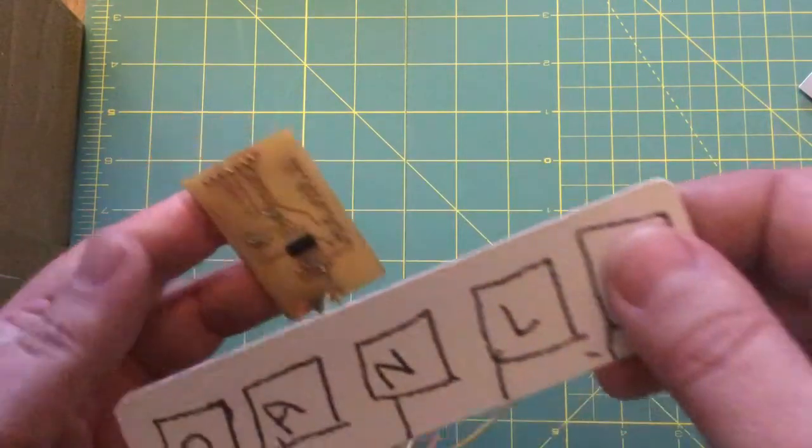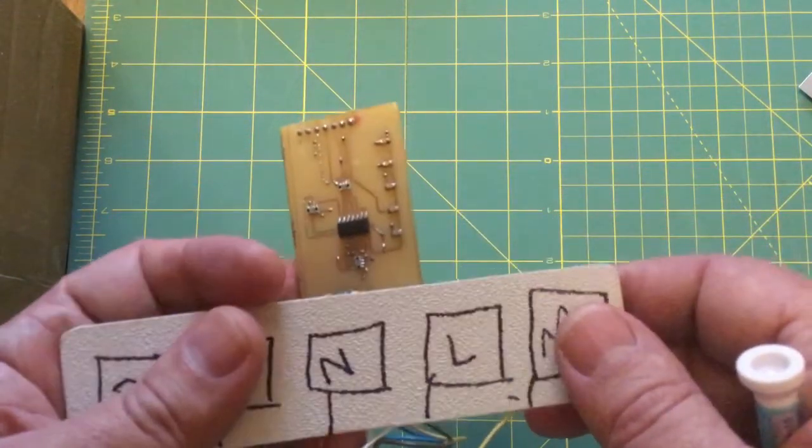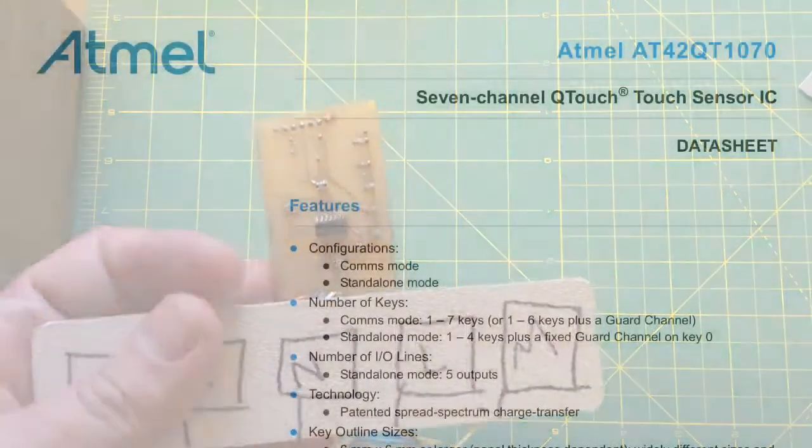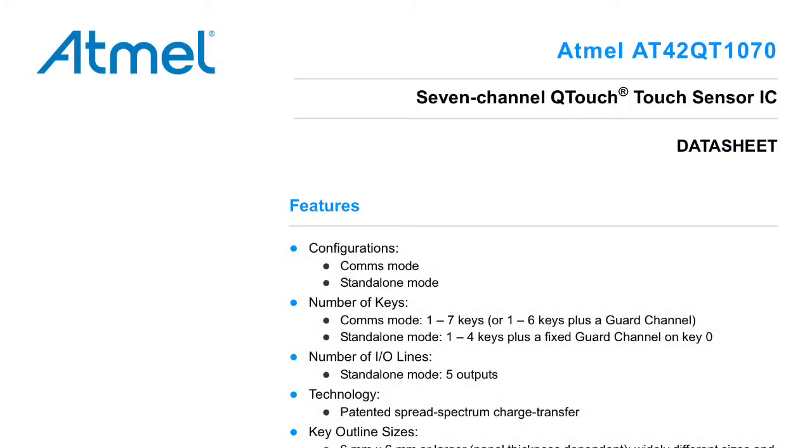So let's go ahead and take a look at the data sheet. The data sheet is pretty lengthy. I'm not going to read the whole thing for you. I'm just going to point out a few points of interest. I would recommend that you go ahead and read the whole thing because there are quite a few items that might be important for you.